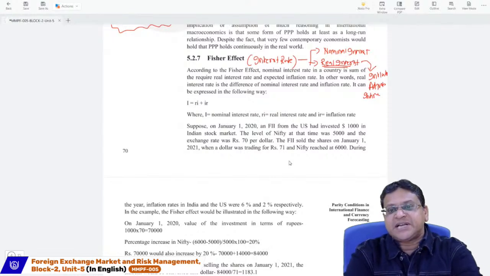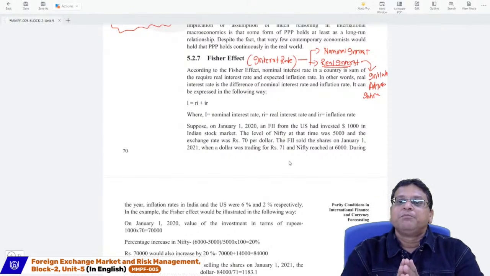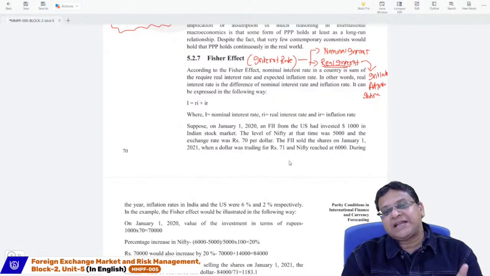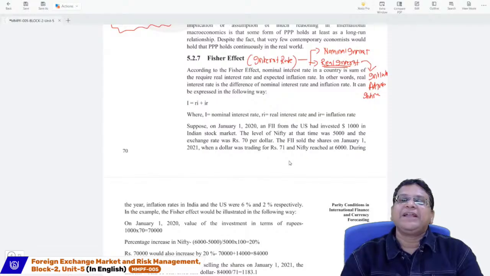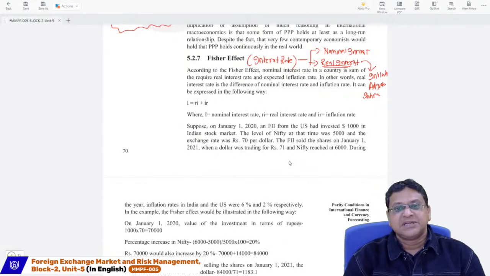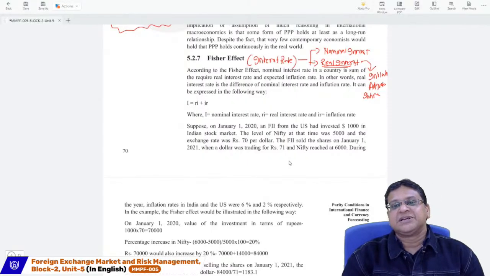If real interest rates between different countries are not the same, what will happen? People will go for arbitrage activity. People will take a loan from the country where the interest rate is low and invest in the country where the interest rate is high and make some riskless profit. That is known as the arbitrage process. So real interest rate between all the countries of the world must be the same.